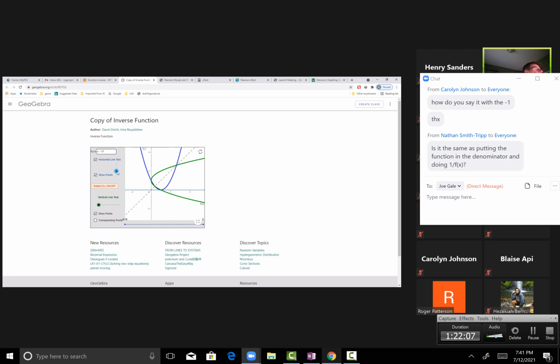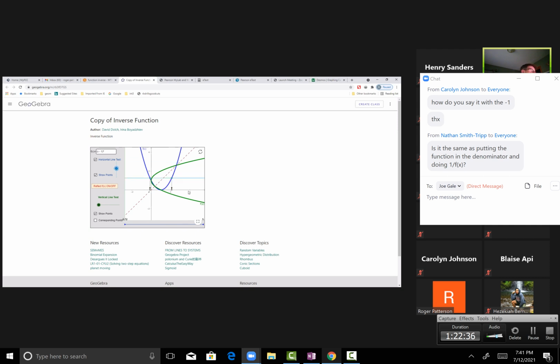As soon as I get that to be at 1, then I'm going to have a function. That's as close as I can get it. And that's why I want to restrict it. So the horizontal line test will always tell me if f will have an inverse or not. That's a function. Use the horizontal line test.